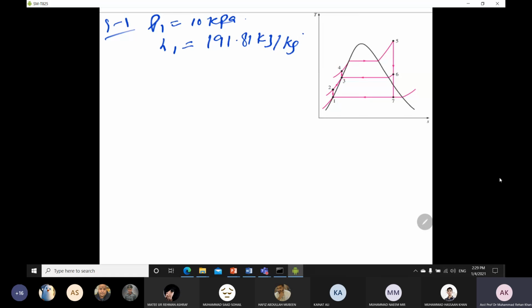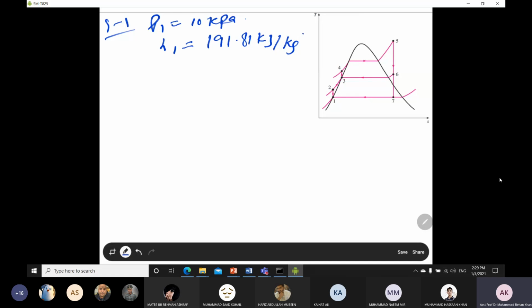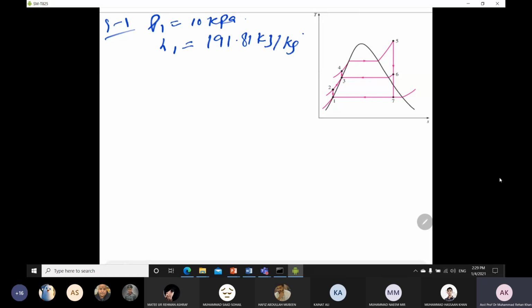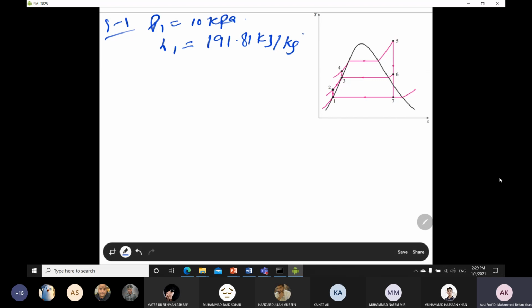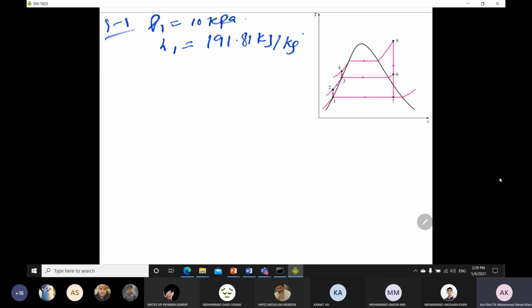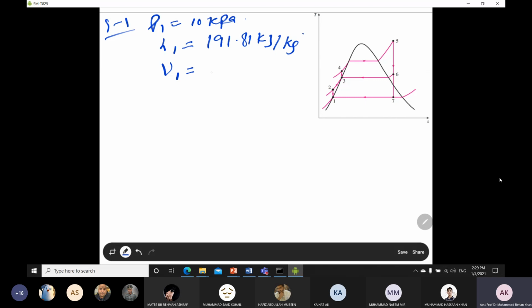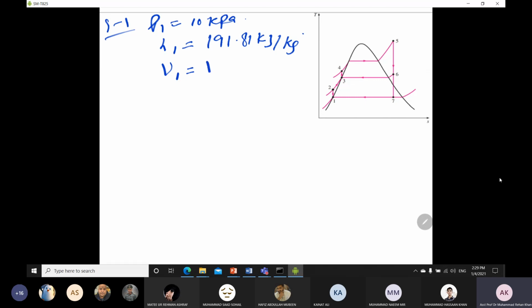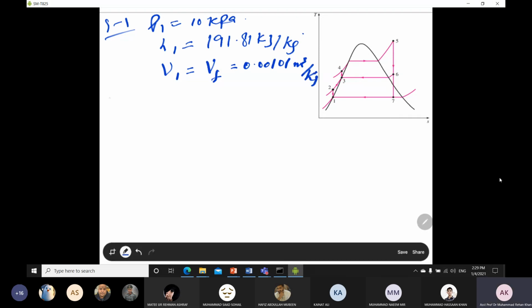So you have to find it by yourself, because I'm not going to the thermodynamics table again, because it is the same thing which we already practiced in the previous classes as well. So coming towards specific volume. Specific volume we also need in order to find the pump work. So specific volume is Vf at 10 kilopascal, and it turns out to be 0.00101 meter cube per kg. So this is state 1 enthalpy and specific volume.